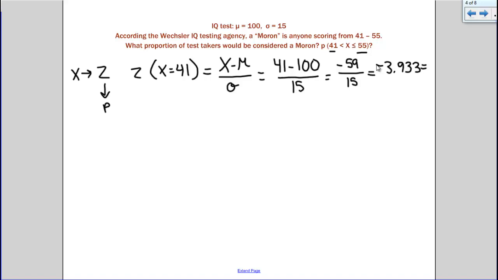3.933. That is our z-score. It's always good to label your answers and then draw a circle or a square around it so that you can locate things. But don't fool yourself, you're not done yet. You still need to go to the table and find the proportions.